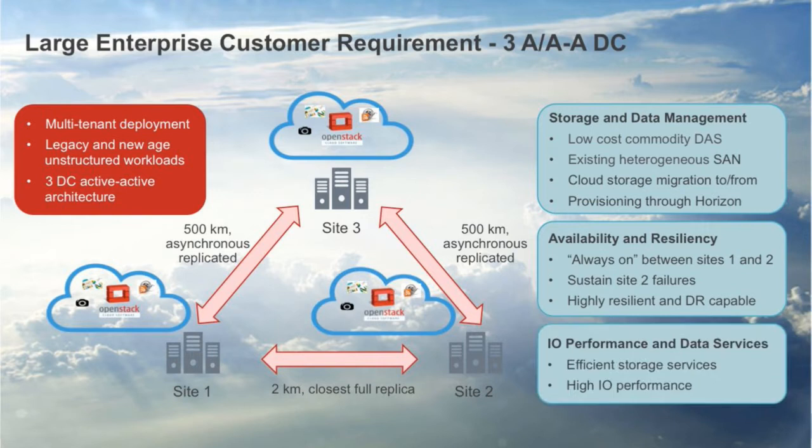So what were the high-level requirements? The customer really said we wanted a low-cost commodity DAS. They wanted to be able to also use their existing heterogeneous SAN in the environment. They wanted an ability to migrate data or tier data into the cloud. And in terms of resiliency, all the 3 sites were expected to be active, active, active. Now, what that means is each site is serving its own workload, but they're also acting as a DR for the other site. So that's what we went after, and then there were strict I/O performance requirements as well.